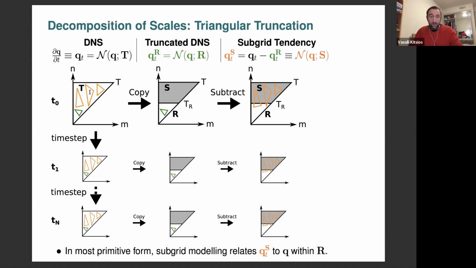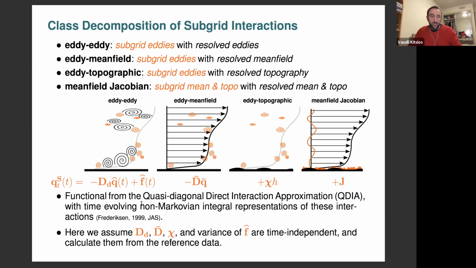So when we subtract the full DNS tendencies from the truncated tendencies, what's left over is the subgrid tendency, or the contribution to the full time derivative associated with all of these subgrid interactions that need to be parameterized in our low resolution model. So in its most primitive form, you could think of subgrid modeling as being the task that relates our subgrid tendency to our resolved field, or Q, within the resolved wave number set. We can then further decompose this subgrid tendency into all of the various classes.